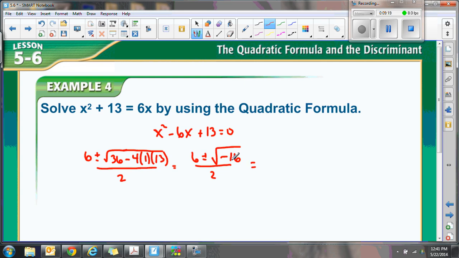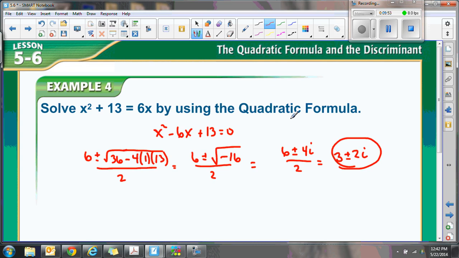Negative discriminant is telling me I'm going to have two answers. Those two answers are now going to be complex numbers, meaning that they should have imaginary numbers, which makes sense because square root of negative is going to give you the i. So if we do a little bit of simplifying here, we get 6 plus or minus square root of 16, which is 4, square root of negative 1, which is i, all over 2. And again, much like the last one, I want to try to simplify. 6, 4, 2, they're all divisible by 2. So that will simplify to 3 plus or minus 2i.